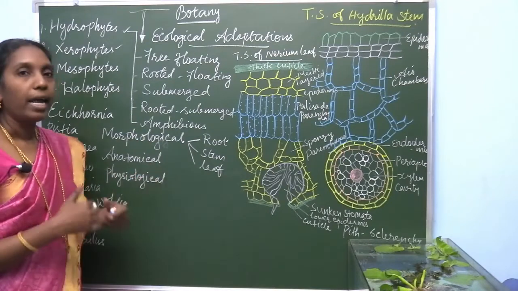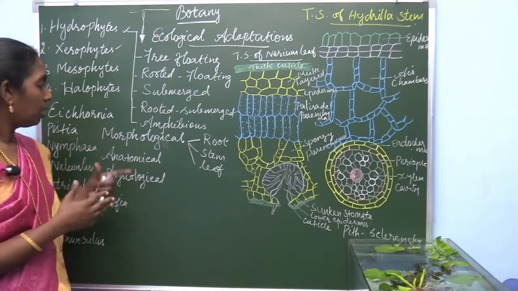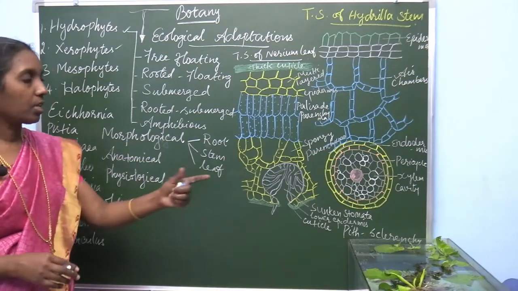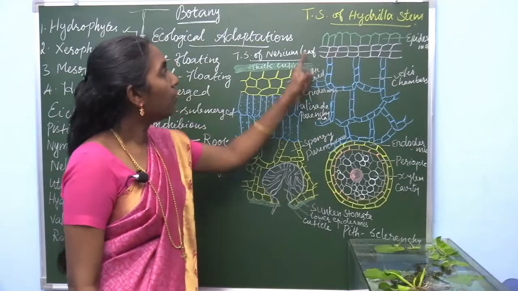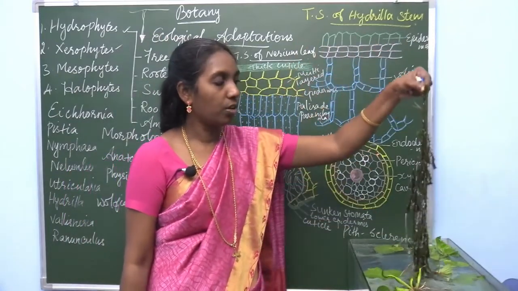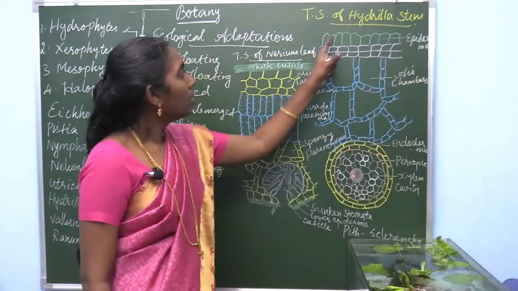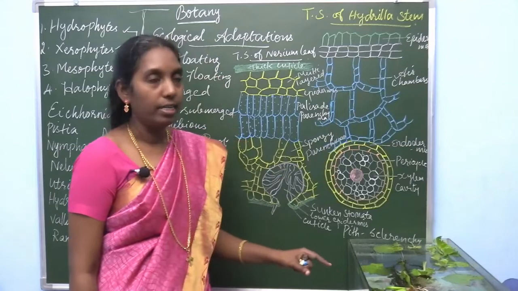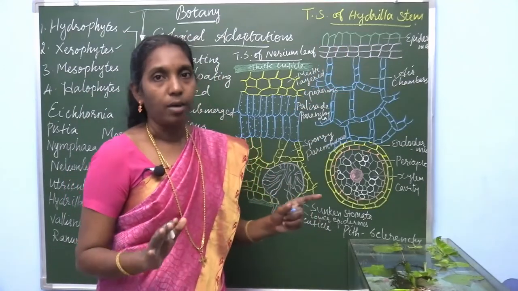Then what are the anatomical adaptations? In hydrophytes, look at this diagram. This is the structure of the transverse section of the Hydrilla stem. How does the stem develop in this? The cuticle is completely absent.